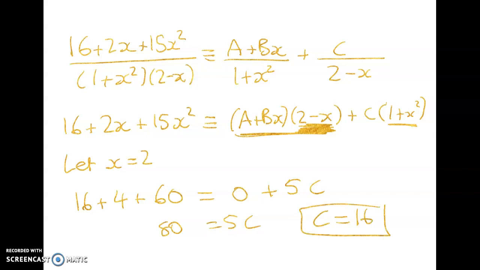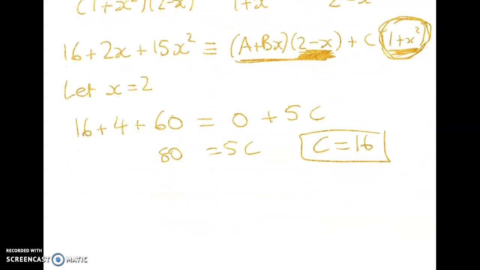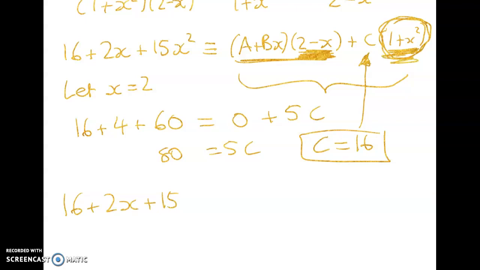Right, so now I can't do substitution again on this one because there's no x value that will make this factor 0, so that's a bit of a pain. What I'm going to do instead is substitute in the c as 16 here, then expand all of this out and then match coefficients. So it's not too bad. You just have to not freak out when you can't make this one 0. So on this side we've still got this, and over here we've got a plus bx times 2 minus x plus 16 plus 16x squared.